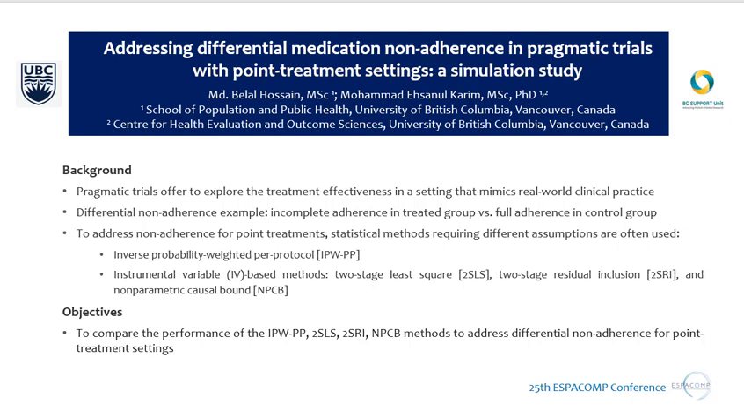The inverse probability weighted per protocol, or IPW, and instrumental variable, or IV-based methods such as 2SLS, 2SRI, and a relatively new IV method, the NPCB, can be used to deal with non-adherence in pragmatic trials, but they require different untestable assumptions. For example, the IPW method assumes no unmeasured confounding, while IV methods assume the instrument is associated with the outcome only through the treatment, which is also known as exclusion restriction.